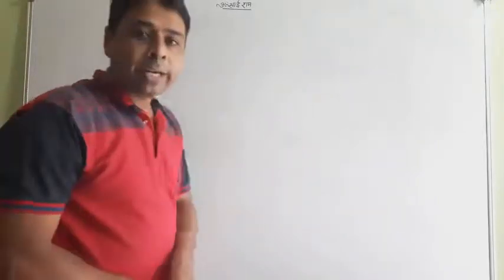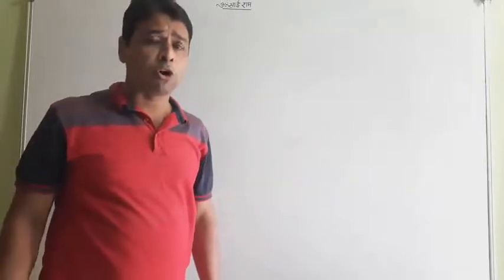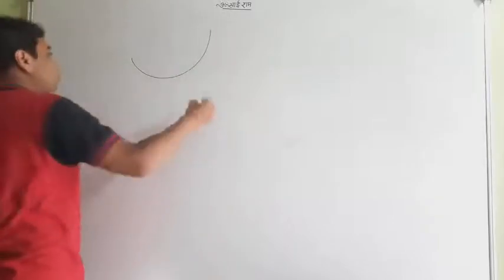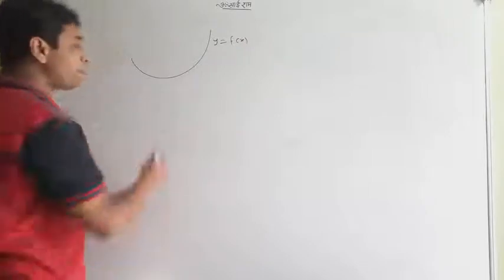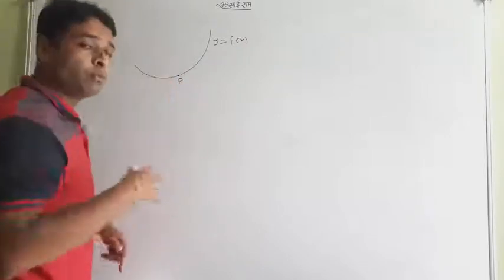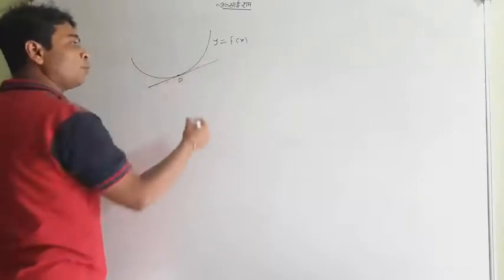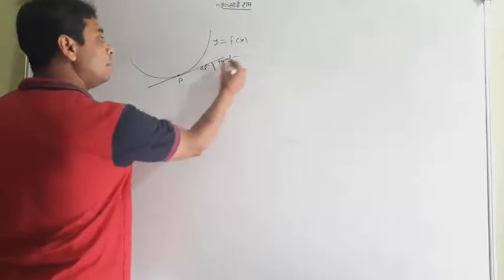Look at the next. I have already explained that four or five kinds of questions may occur in this topic. This is the equation of a curve, which will always be given. The point of contact we might have to find out. Okay, this is the point of contact. The equation of the tangent may be asked.